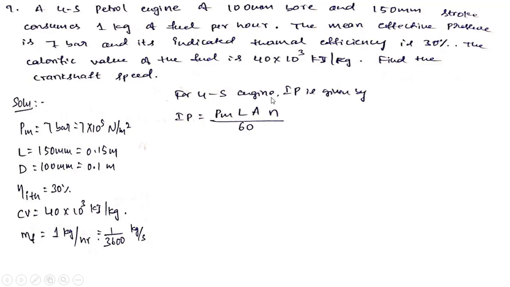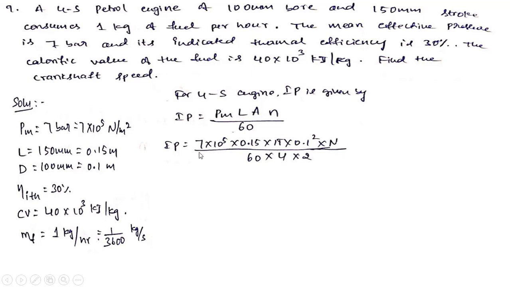Next, for a 4-stroke engine, IP is PLAN by 60, where n is equal to uppercase N by 2. I have substituted here. So IP is equal to PM, which is 7 × 10^5, stroke length is 0.15, area is pi d square by 4, that is pi times 0.1 square divided by 4, and N by 2, divided by 60. Yes, this N needs to be calculated.